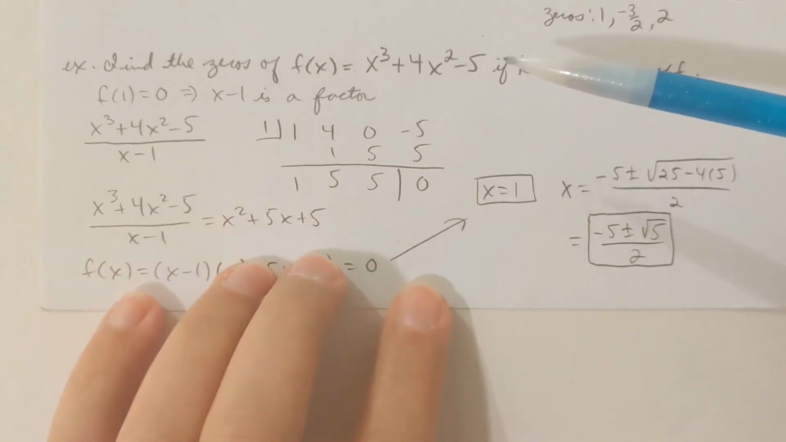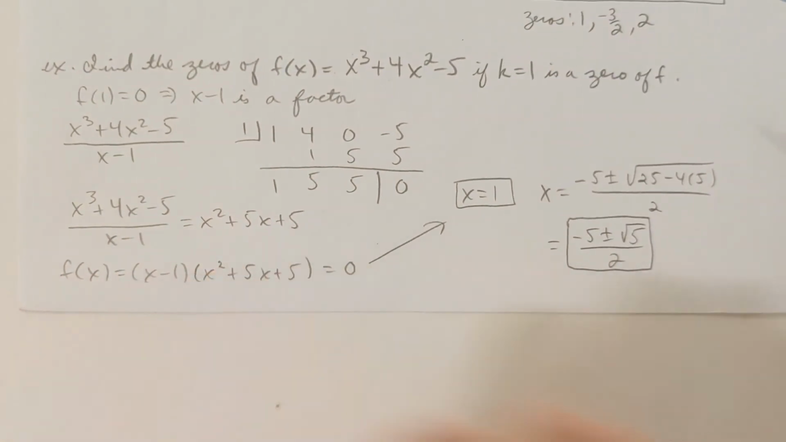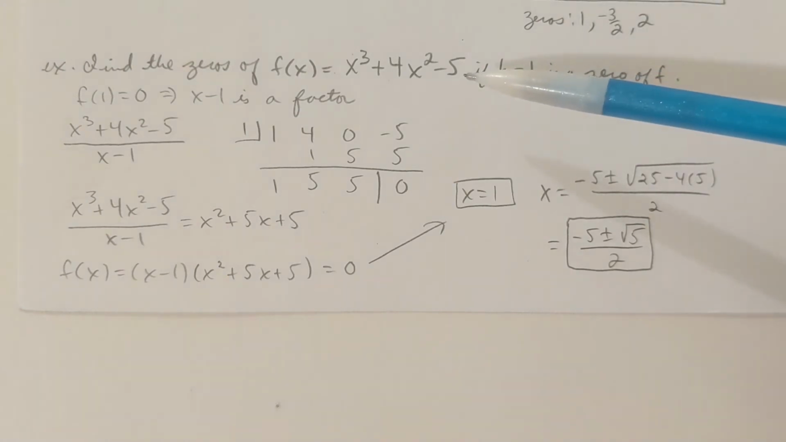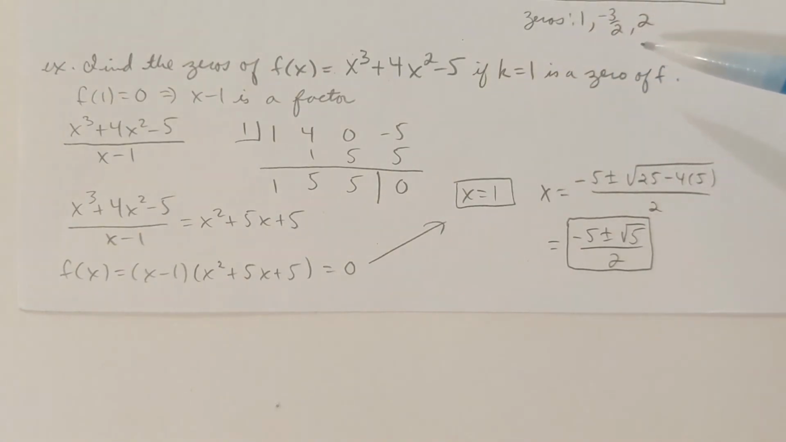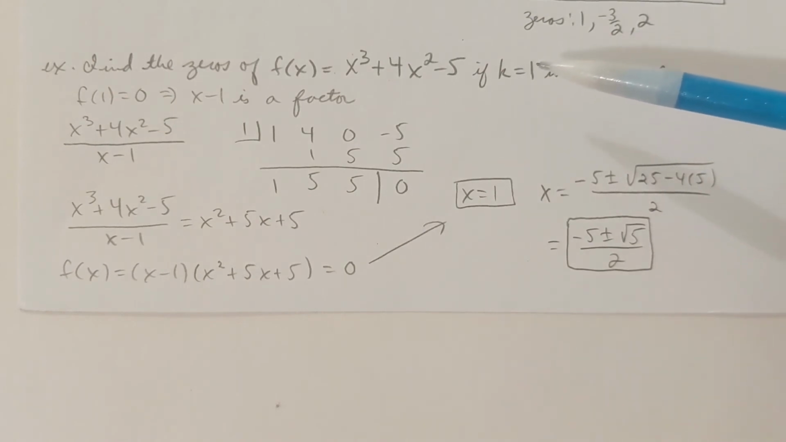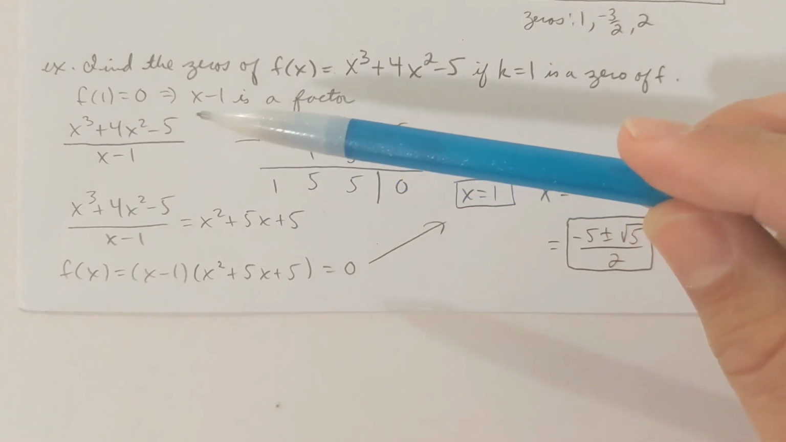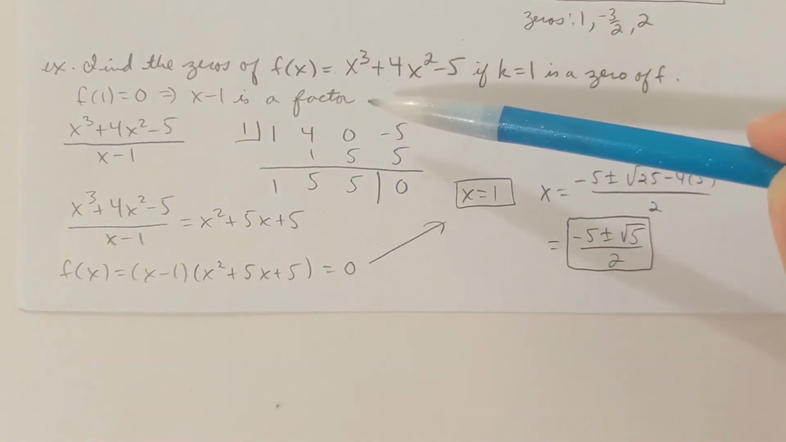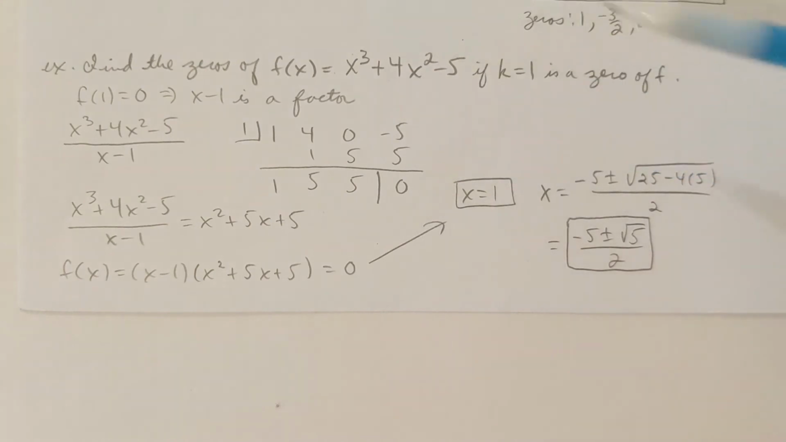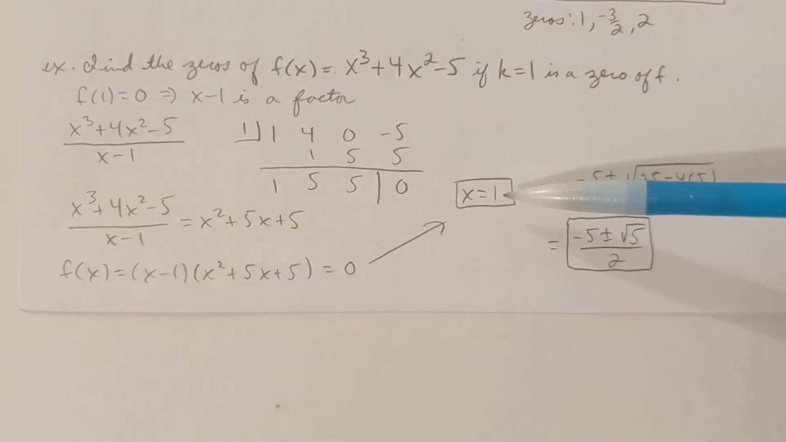So let's take a look at another example here. Find the zeros of x cubed plus 4x squared minus 5 if k equals 1 is a 0 of f. Now here we go again. They're telling us a 0. 1 is a 0. F of 1 equals 0 means that x minus 1 is a factor. So they're already giving me one of the answers. They usually don't do that. But they're already giving me one of the answers.